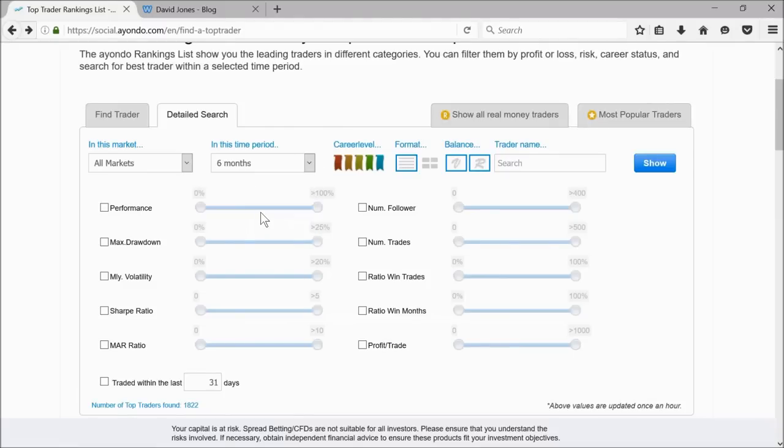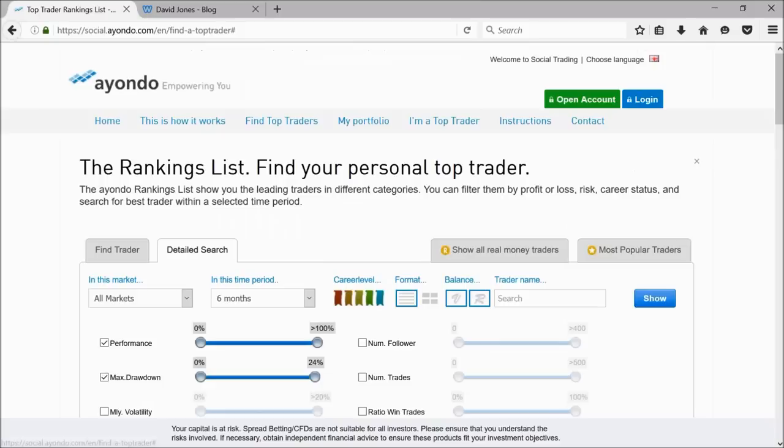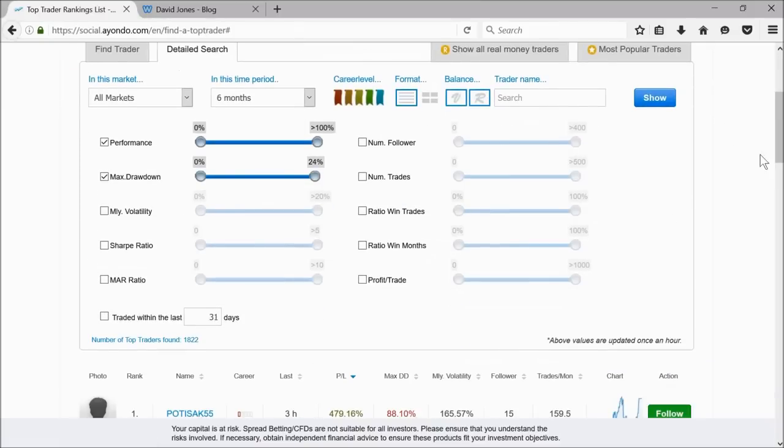Let's say over the last 6 months, I want their performance 0 to greater than 100%. I'm not too bothered by that. You may think, okay, max drawdown, I only want people who've given back 10% of their profits. Clearly you can refine it that way. It just means you'll be excluding a lot of the traders. Let's say I'm not too bothered, so let's go up to 24%, someone who hasn't given back more than 24% of their profits.